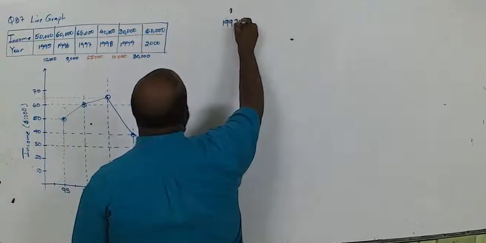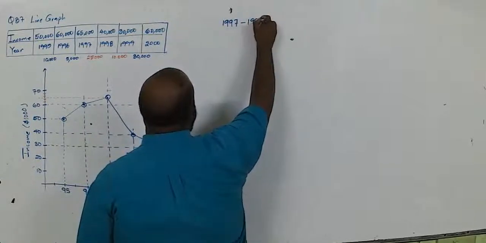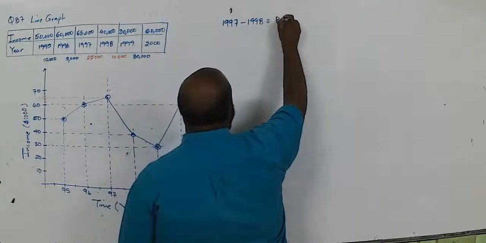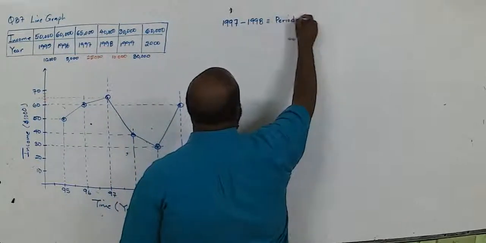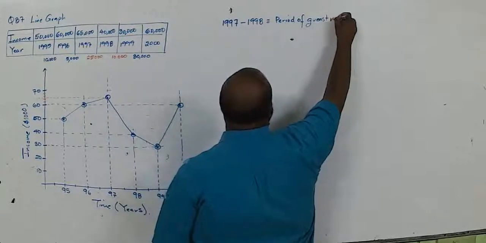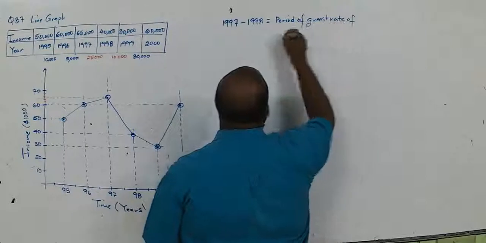1997 to 1998. This is the period of greatest rate of decrease.